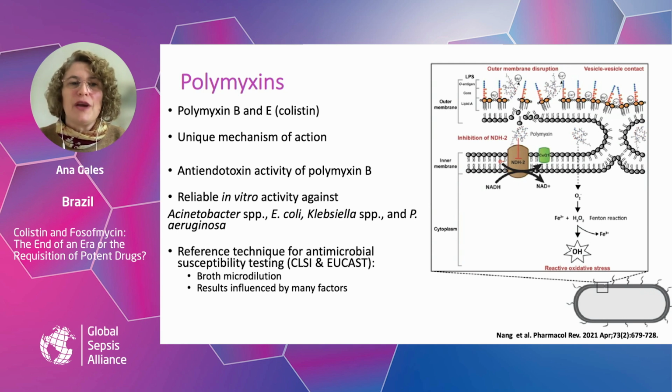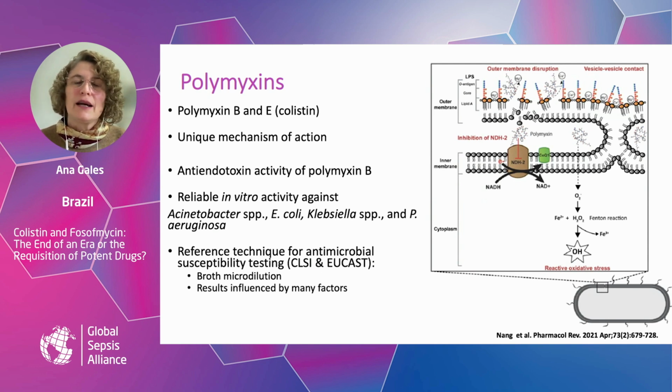They have a unique mechanism of action. The main mechanism is that they displace calcium and magnesium close to lipid A of the LPS in the outer membrane. They cause a break in the outer membrane, enter through this break via a self-promoted uptake pathway, and act on the inner membrane, destabilizing it. They also inhibit NDH-2, and they have another mechanism, a vesicle-vesicle contact mechanism. Polymyxin B is also known for its anti-endotoxin activity, and they have in vitro activity against Acinetobacter, Pseudomonas, E. coli, and Klebsiella.